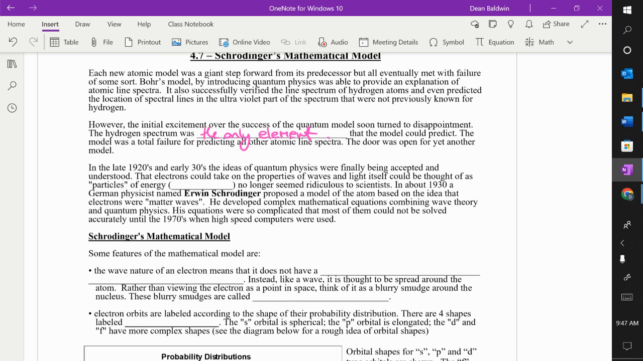Then Schrodinger comes along, and they figure out that light isn't just waves, it's also particles of energy, which are called photons. This is the duality of light theory. Have you heard this, where light behaves like a wave and a particle? It can do both things. This leads into the quantum theory.